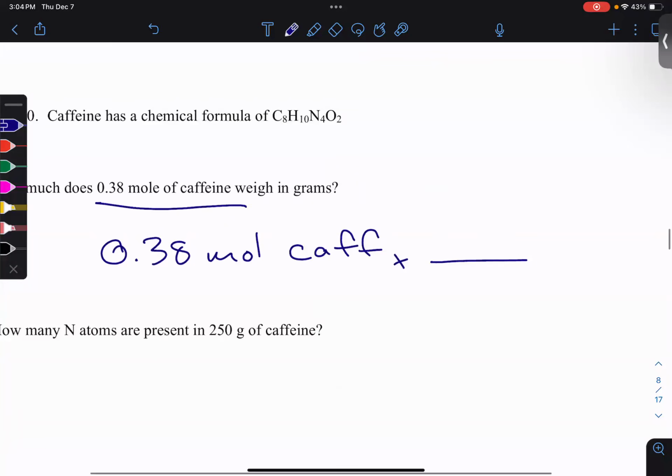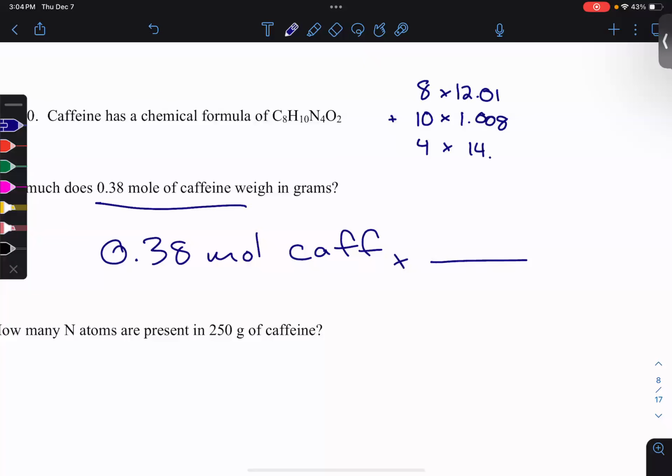So there's 8 carbons, so 8 times 12.01. Add 10 times hydrogen, so 1.008. Add nitrogen, so there's 4 nitrogen, so 4 times, what is that, 14.01. And then 2 oxygens, 2 times 16.00.